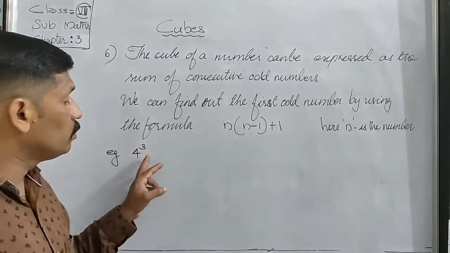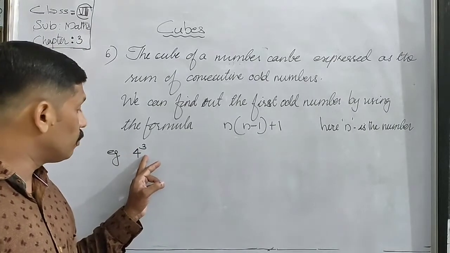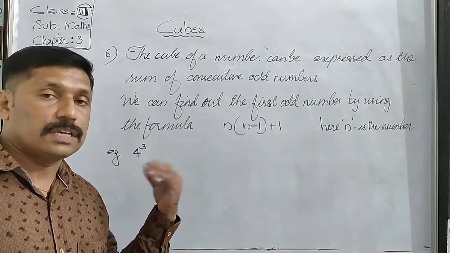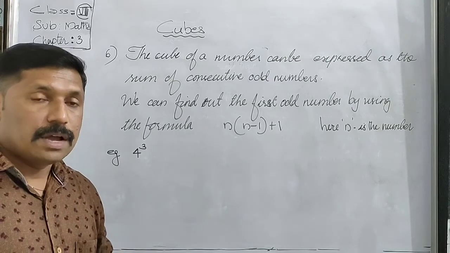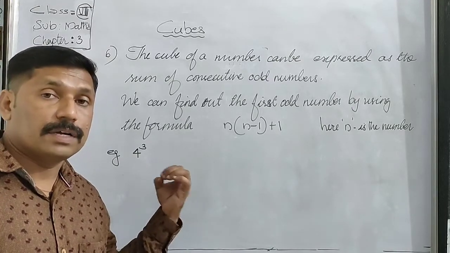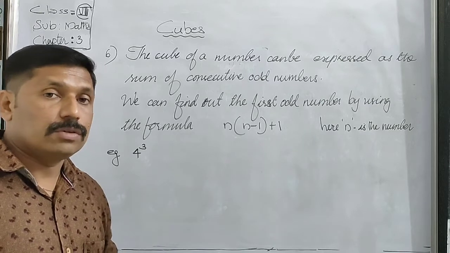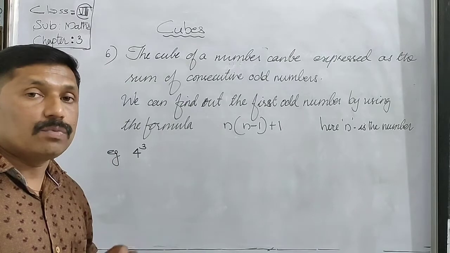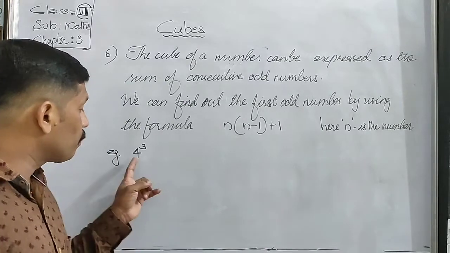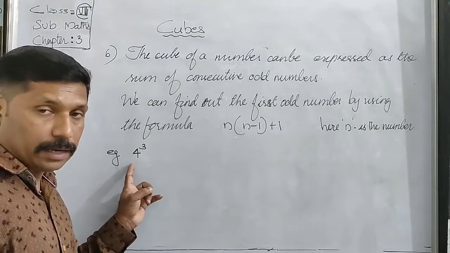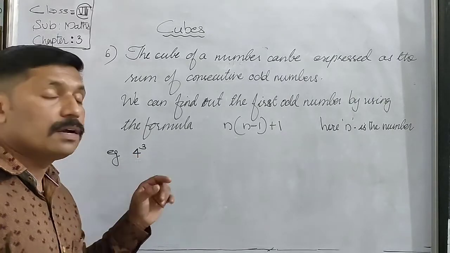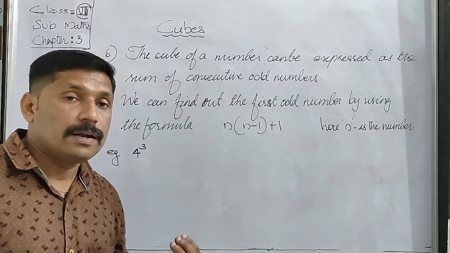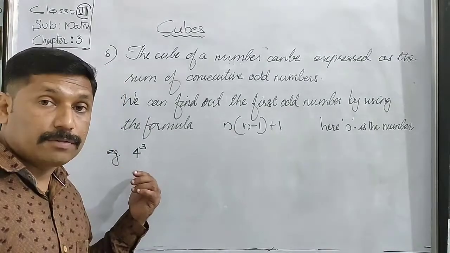In order to find the cube of 4, we have to add 4 odd numbers. To find the cube of 7, we have to add 7 odd numbers. And to find the cube of 10, we have to add 10 odd numbers. So the number and the number of odd numbers to be added are equal, but here one difference: we are not adding from 1. We want to add 4 odd numbers, but it is not starting from 1. In squares we start the odd numbers from 1, but here we are not starting from 1.